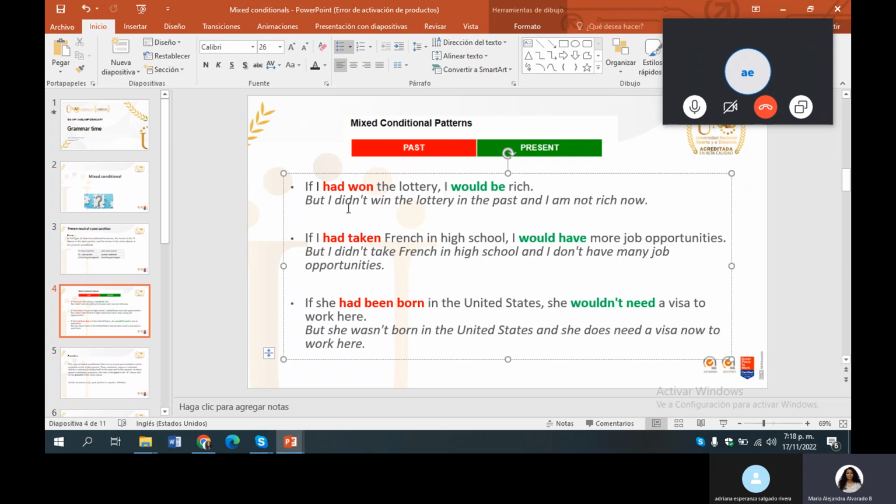Okay, so here, but I didn't win the lottery in the past, and I am not rich now. As you can see, it's a mix, it's a combination. We have the past and we have the present. That's the reason why the name of this conditional is mixed conditional, because it's a combination. We have to combine some conditionals.